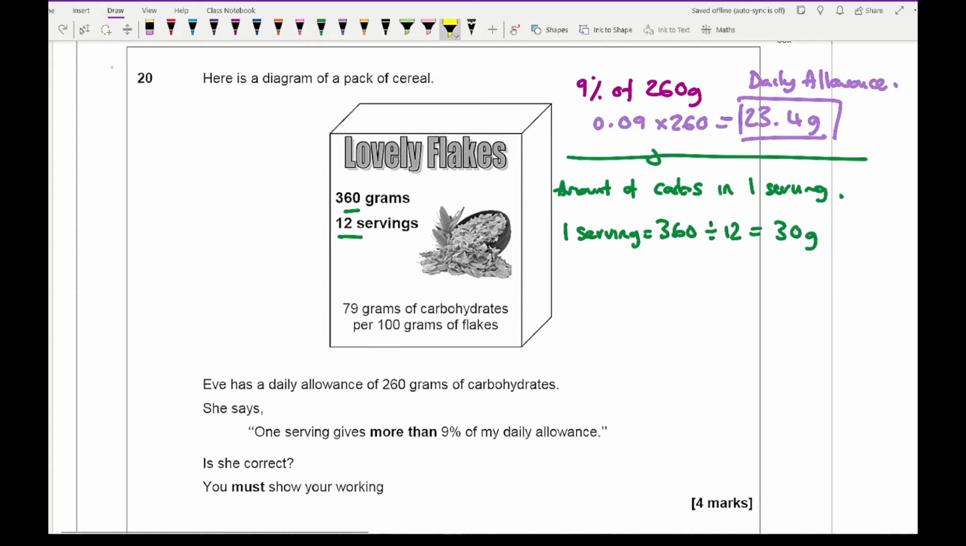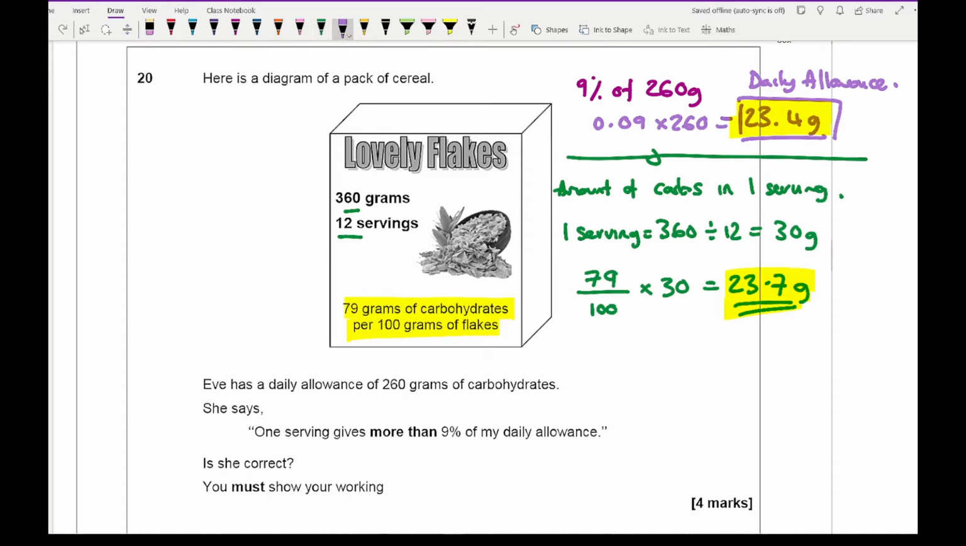Now looking at this here, what I want to do is work out what the proportion of carbohydrates is per 100 grams. So that's going to be 79 over 100, and that tells me how many carbohydrates there is in 100 grams. So if I divide by 100, I get how many carbohydrates there is in 1 gram, and I want to know how many carbohydrates there are in 30 grams. So if I do this calculation here, I end up with an answer of 23.7 grams. So the two amounts that I want to compare are 23.7 and 23.4.